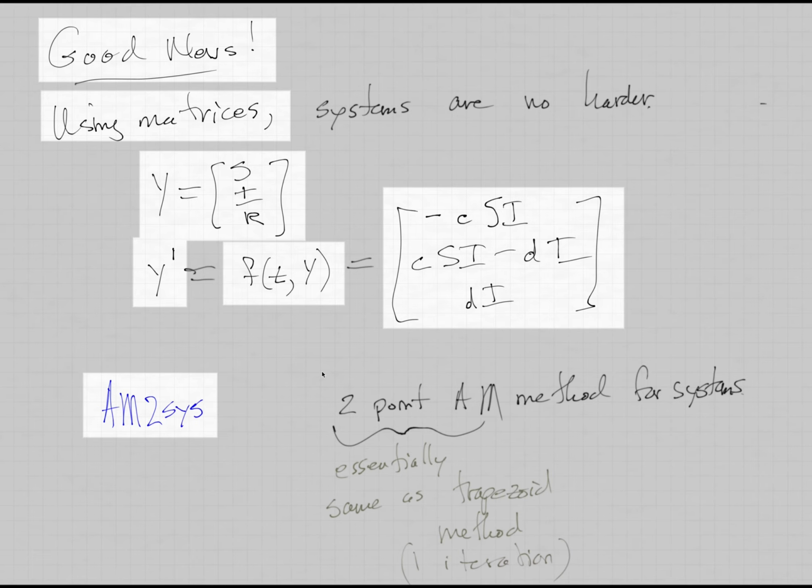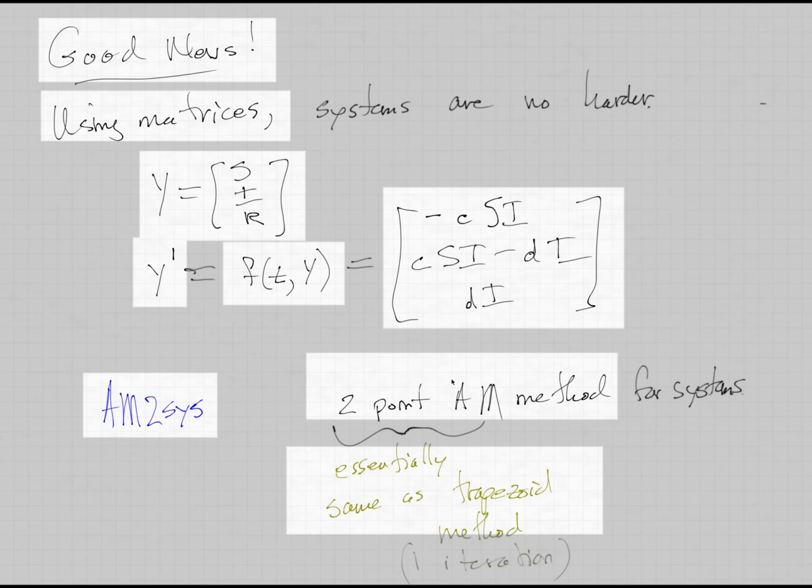And remember that the 2-point AM method is essentially the same as the trapezoid method. I commented on that in the previous video: the 2-point AM method does a linear interpolation between 2 points. So if you do a linear interpolation between the previous point and the new point, you're basically doing the trapezoid method.